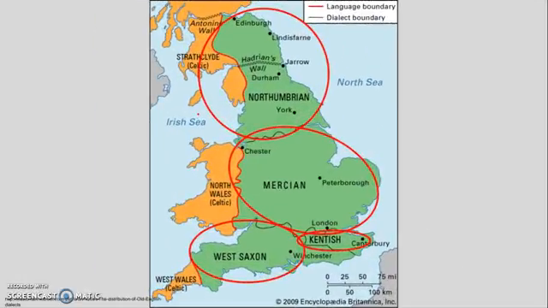The 4 main dialects are Northumbrian, which was spoken north of the River Humber, Mercian, which was spoken in the Midlands, Kentish, which was spoken in Kent, and West Saxon, which was spoken in the southwest. Eventually, one of these dialects became the standard dialect.